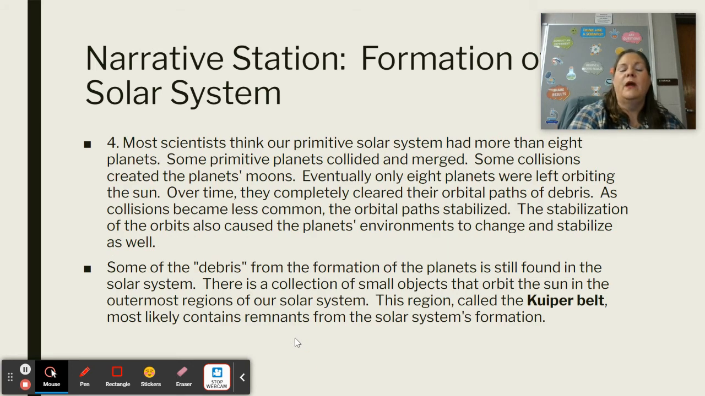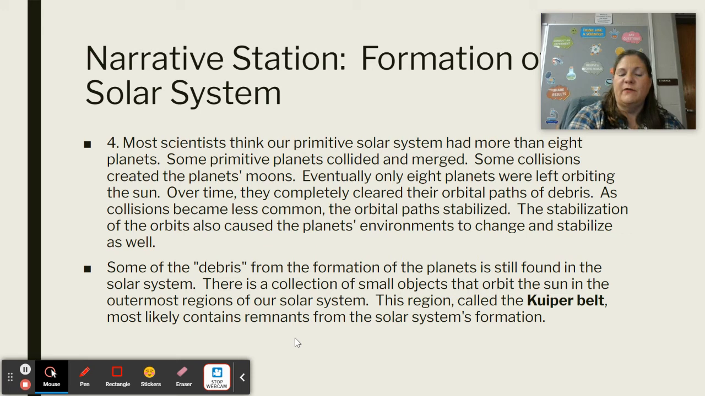Number 4, most scientists think our primitive solar system had more than 8 planets. Some primitive planets collided and merged. Some collisions created the planets' moons. Eventually, only 8 planets were left orbiting the sun. Over time, they completely cleared their orbital paths of debris. As collisions became less common, the orbital paths stabilized. The stabilization of the orbits also caused the planets' environments to change and stabilize as well.